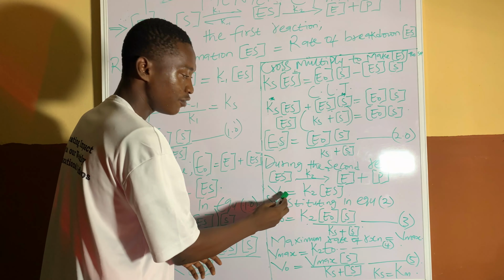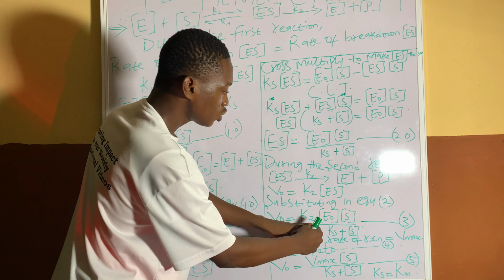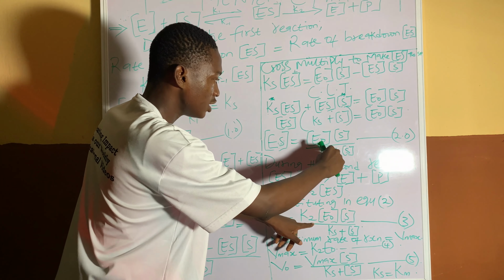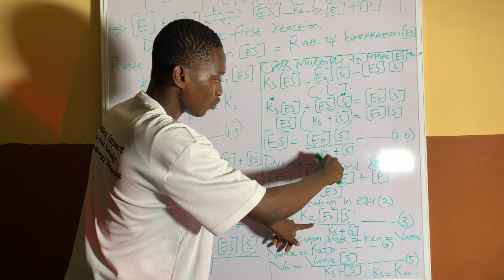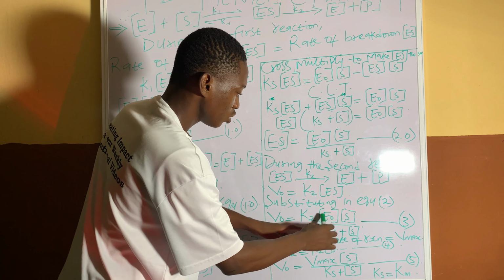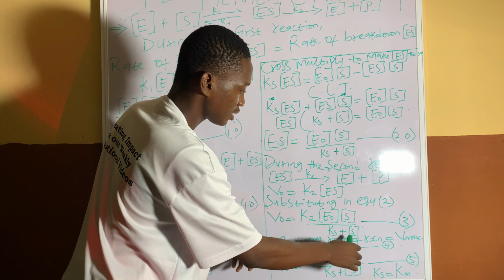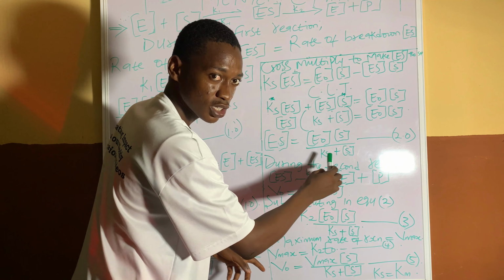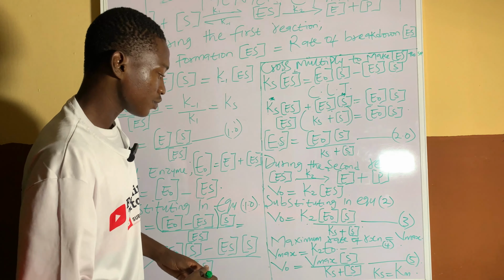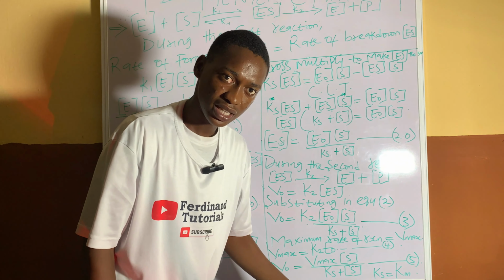So instead of writing V0 equals K2ES, we now say V0 equals K2 times what is ES: E0 times S over Ks plus S. And that's what we are saying here: K2 E0 S over Ks plus S. This is Ks, not K2.